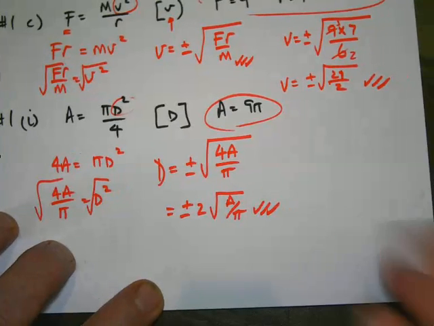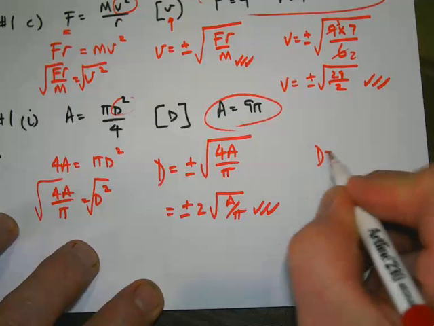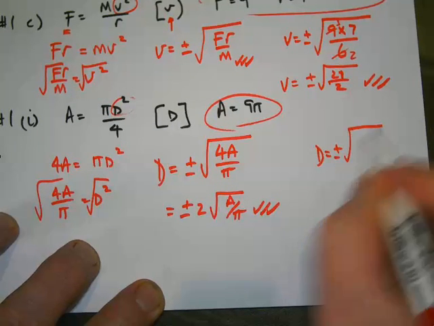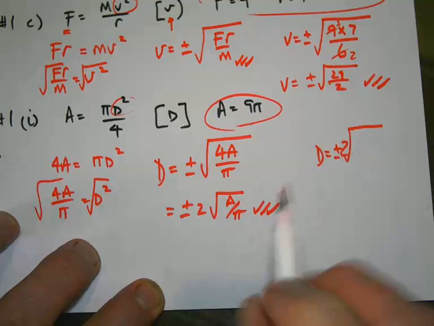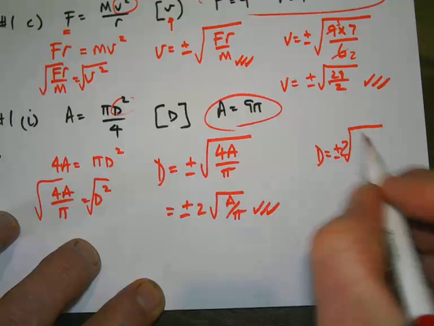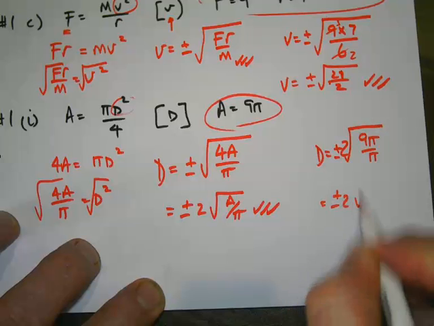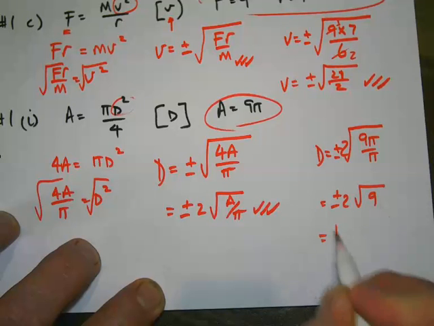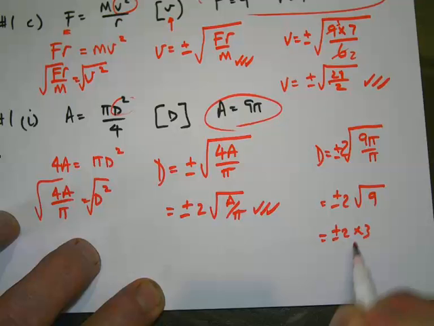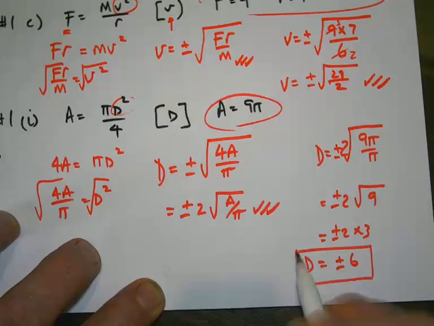I'm going to have d equaling plus or minus the square root, 2 on the outside. A, which is 9 pi on pi, plus or minus 2 square root of 9, plus or minus 2 times 3. D equals plus or minus 6. And they're my two answers for d.